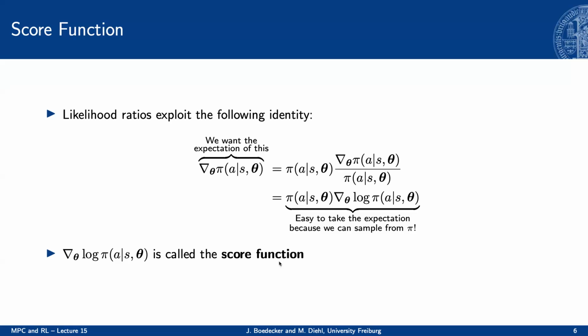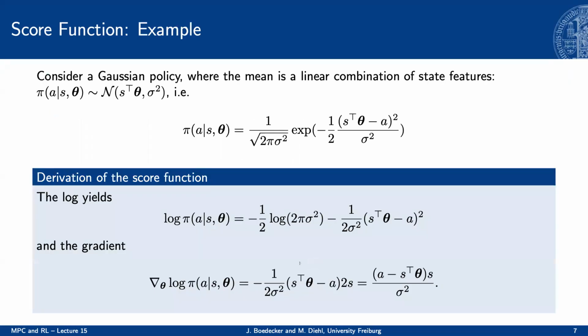And this is sometimes called the score function. So this derivative of this log policy with respect to the policy parameters, that's sometimes called the score function in the literature. Just to make this a bit more concrete for different ways to define your policy, if we consider a Gaussian policy where we would have the mean as a linear combination of state features, so you see this up here, right? So the mean of the Gaussian would be this linear combination of state features S with our policy weights theta.